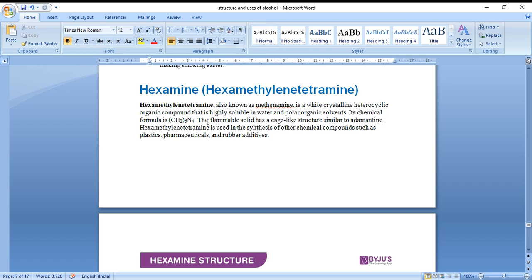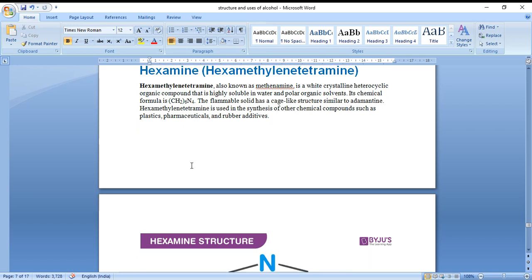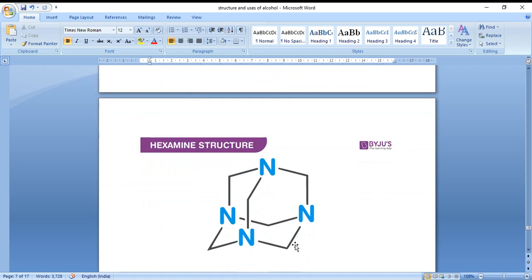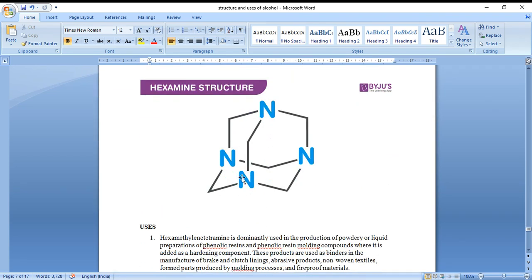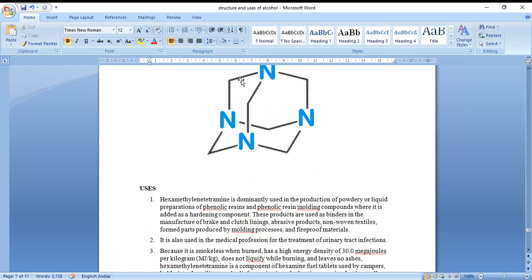It is a white crystalline heterocyclic organic compound which is highly soluble in water, and its chemical formula is (CH2)6N4. This is a flammable solid, has a cage-like structure which is similar to adamantane. And hexamethylene tetramine is used in the synthesis of several chemical compounds such as plastics, pharmaceuticals, and rubber additives. So this is the structure of hexamine. This is a bit tough structure, but you can easily practice and easily write it. It is a cage-like structure which has 4 nitrogens along with this.